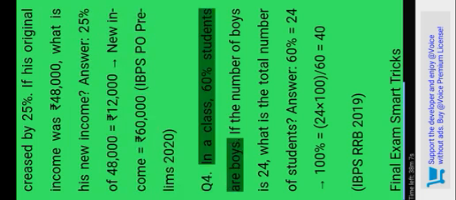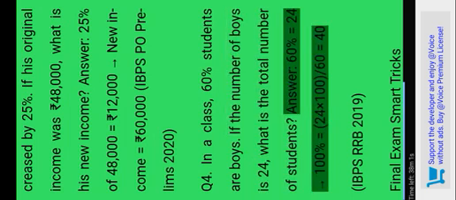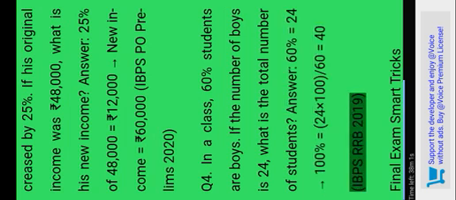Q4. In a class, 60% of students are boys. If the number of boys is 24, what is the total number of students? Answer: 60% equals 24, so 100% equals 24 times 100/60 equals 40. IBPS RRB 2019.